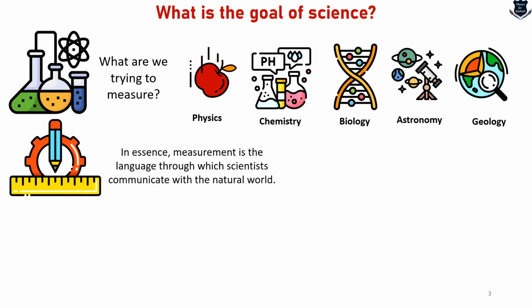Now, taken together, we can say that measurement is the language through which scientists actually communicate with the natural world, and that is the basic motto of science: whatever we see, we try to make precise measurements. But we should also remember that measurements are not always smooth. Now, when we say that measurements are not always smooth, what do we mean by that?